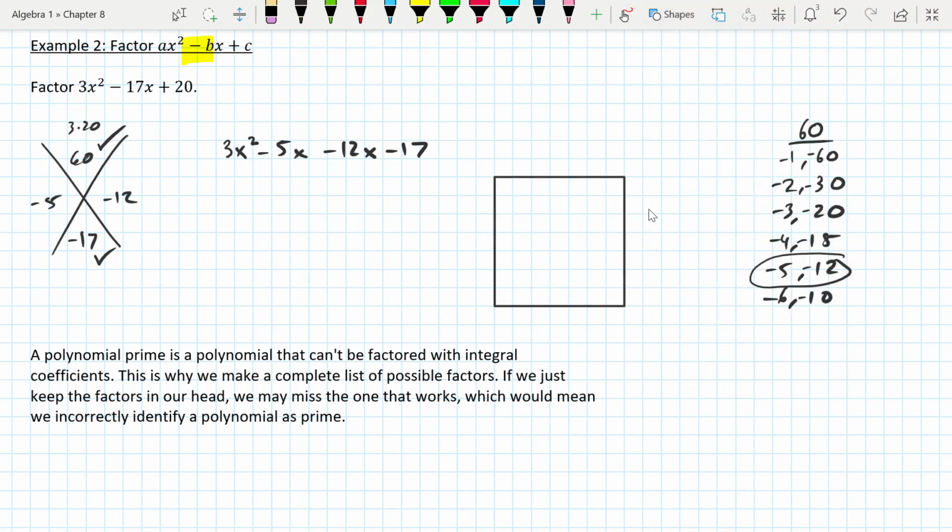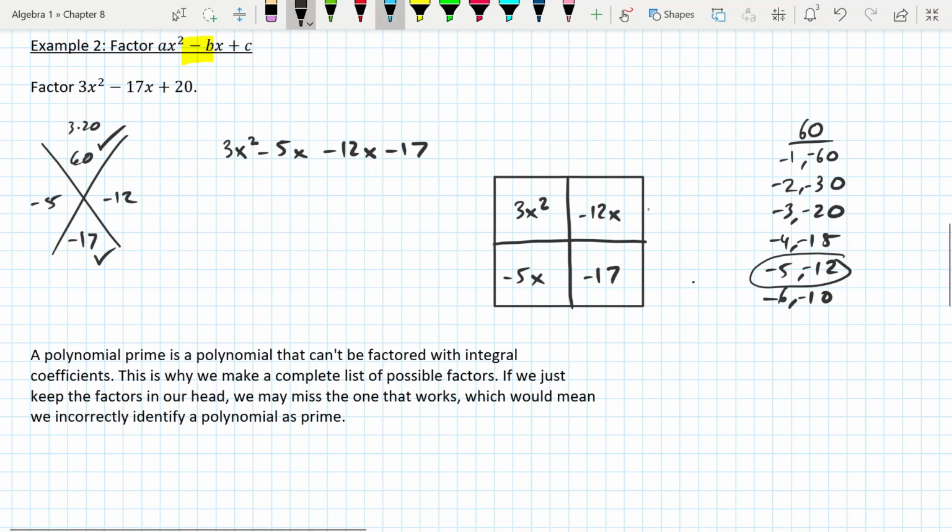Go ahead and make my box. And we have 3x squared in the top left, 20 in the bottom right, negative 5x, and negative 12x. From the top row, I can see I can factor out a 3x from both of those. And what's left over when I have 3x divided by 3x? I just have an x. Negative 12x divided by 3x is just going to be negative 4.